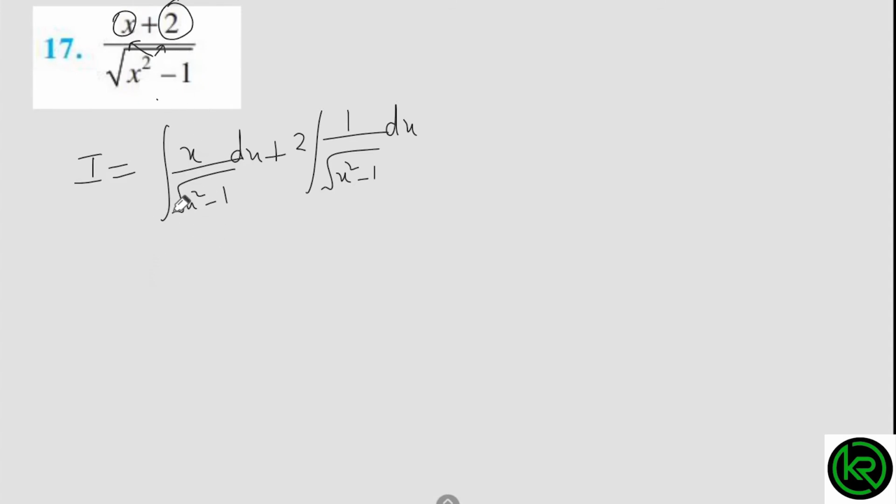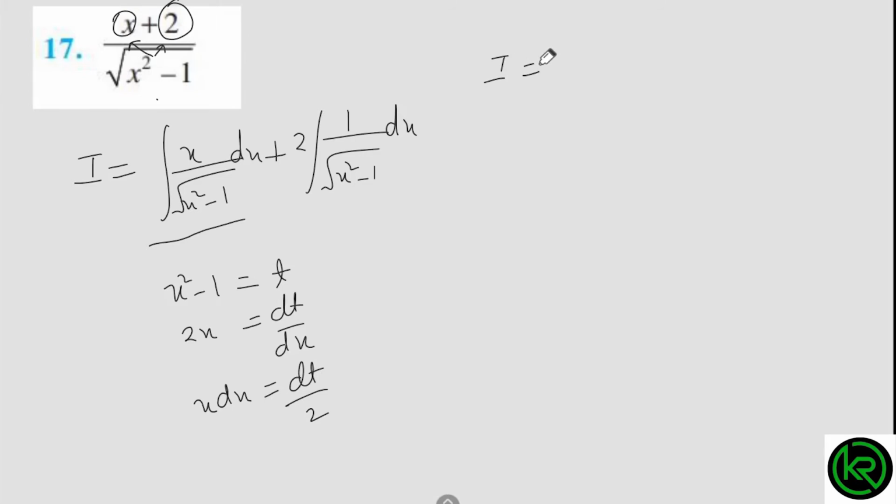So now students, in the first integral we will put x square minus 1 equal to t, and we will get 2x equal to dt by dx, and then x dx value will be equal to dt by 2, students. Okay, so the first integral is now going to become dt upon under root t with 2 in the denominator, and next we are applying a direct formula.